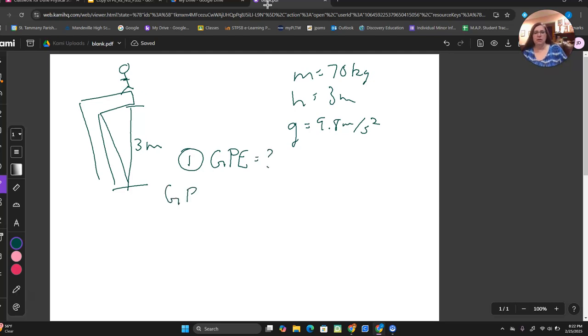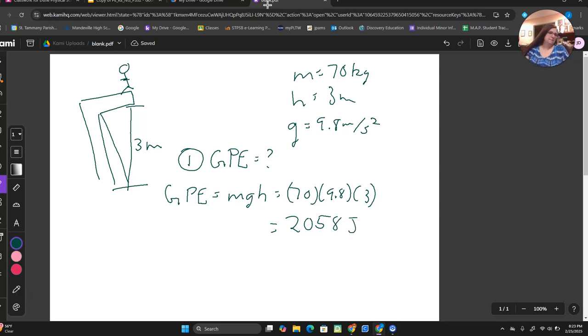Gravitational potential energy is mass times the gravitational acceleration times height, which in this case is going to be 70 times 9.8 times 3. And that's going to give us 2,058 joules. All right, so that's the answer to the first question.